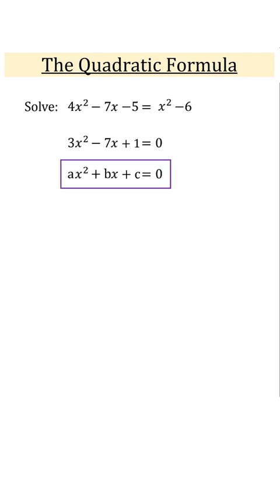Our value for a is the number in front of the x squared term. Here a is equal to 3. Our value for b is the number in front of the single x term. Here b is equal to minus 7. And c is the constant, i.e. the number by itself. Here c is equal to 1. Please note you always take the sign, i.e. whether the values for a, b and c are positive or negative.